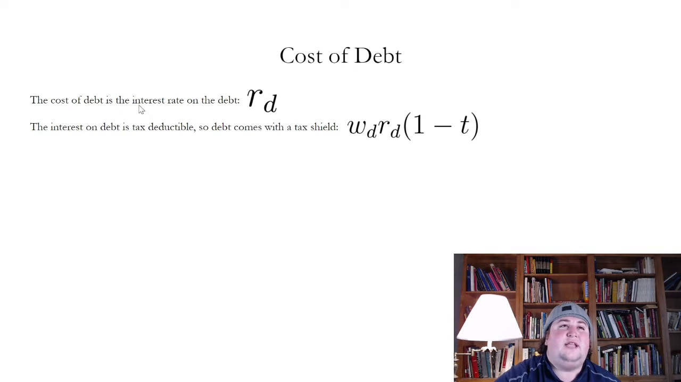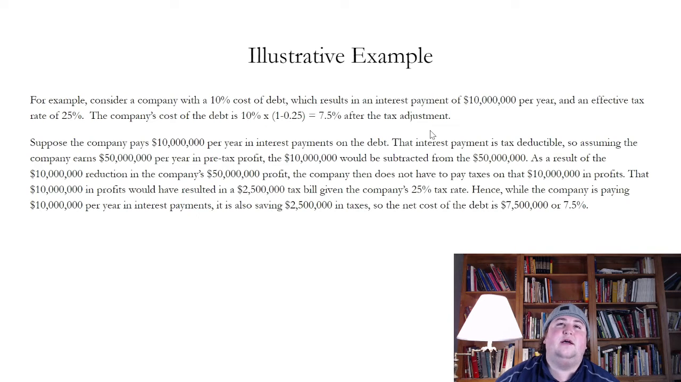Okay, the cost of debt is the interest rate on the debt, right? This is denoted R subscript D, and the interest on debt is tax deductible, so debt comes with a tax shield, which is this 1 minus T, and we'll get into exactly how that works. Okay, so here's an illustrative example. Consider a company with a 10% cost of debt, which results in an interest payment of $10 million per year and an effective tax rate of 25%. The company's cost of debt is 10% times 1 minus 0.25, which is 7.5% after the tax adjustment.